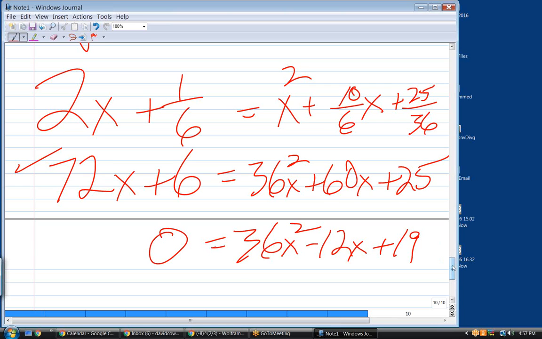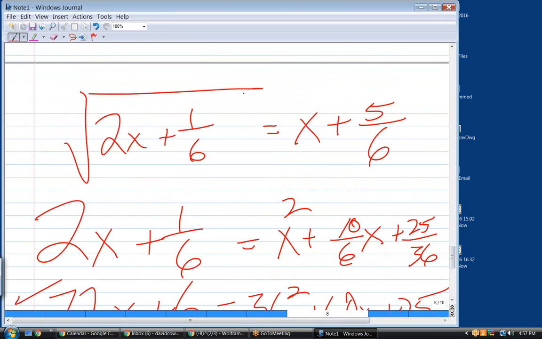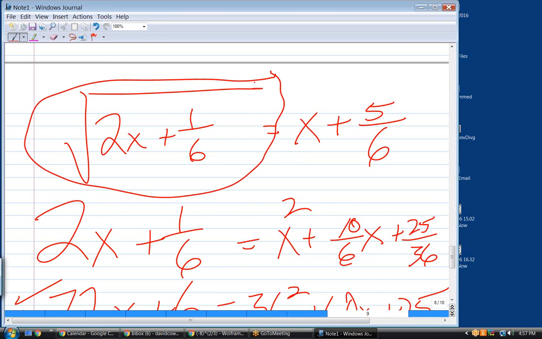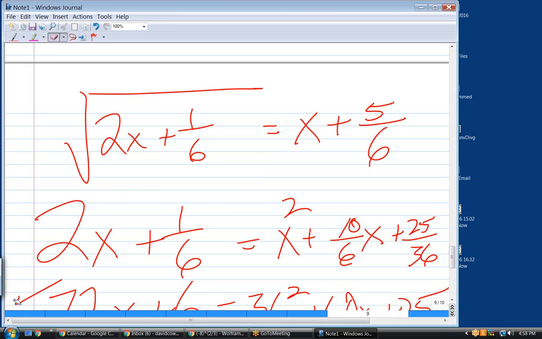And because this problem started out with a radical, it definitely has huge potential to have an extraneous solution. There's multiple things that produce extraneous solutions. One of them is radicals, the other is absolute values, and the third is logarithms. If you have equations that have any of those in them, then you definitely want to be checking for extraneous solutions.